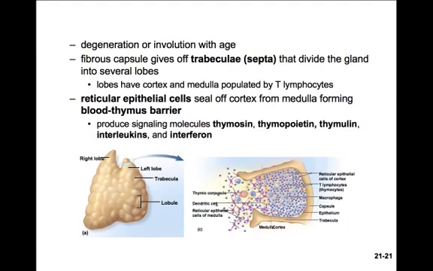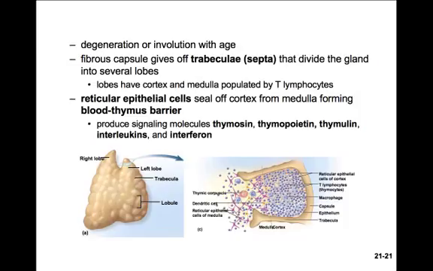Each lobe has a cortex and a medulla. You can see here the cortex, the outer portion, and here the medulla. Both portions are populated by T lymphocytes. The cortex is populated by immature T lymphocytes. You can see those represented as purple dots here.